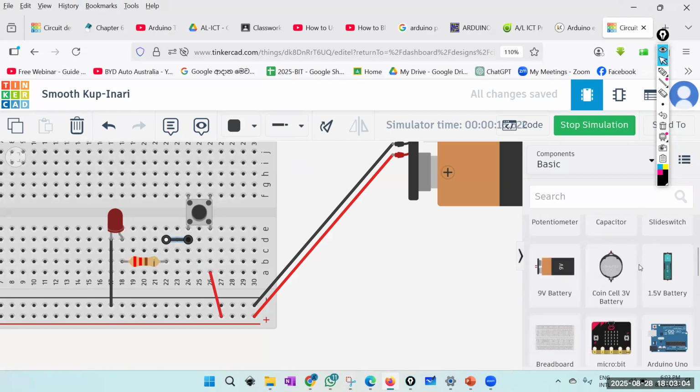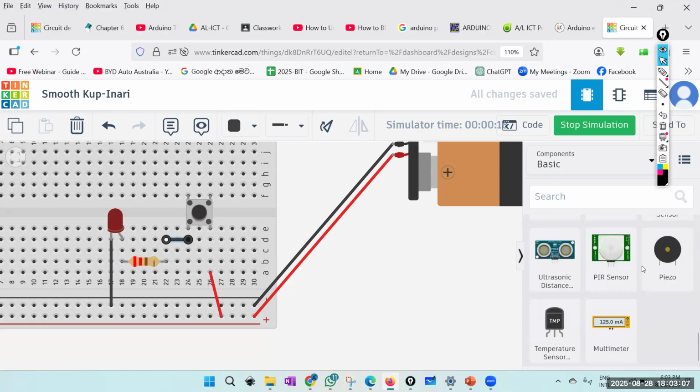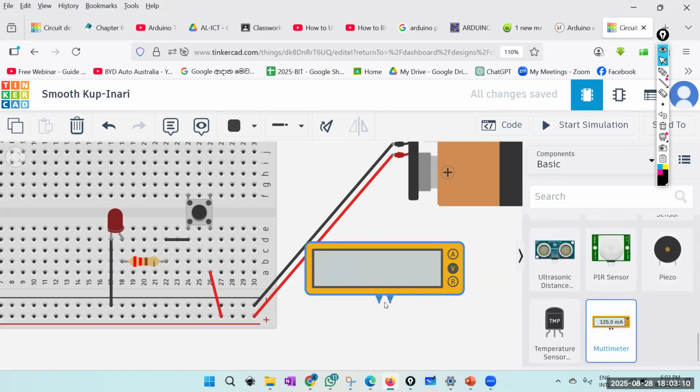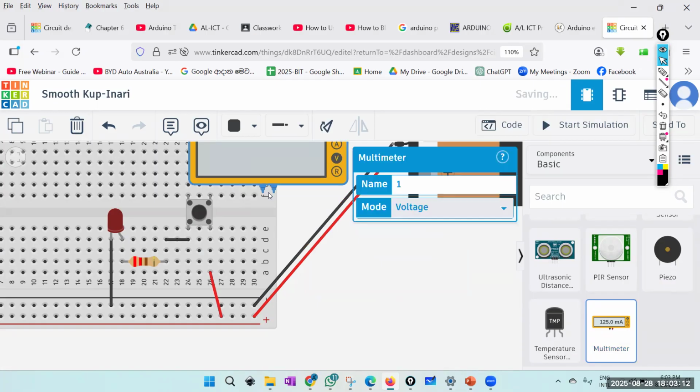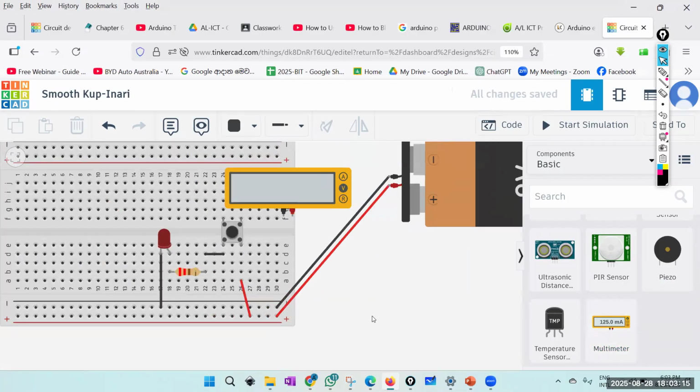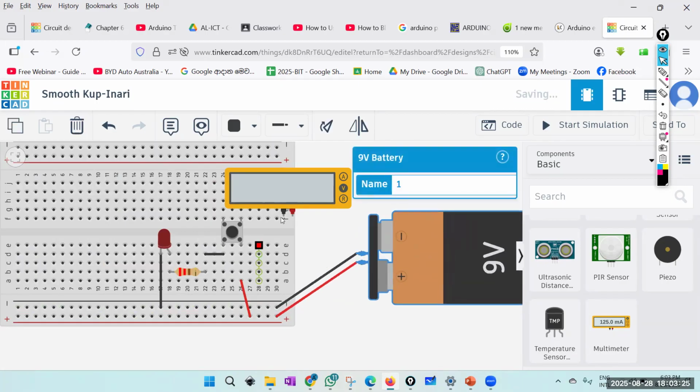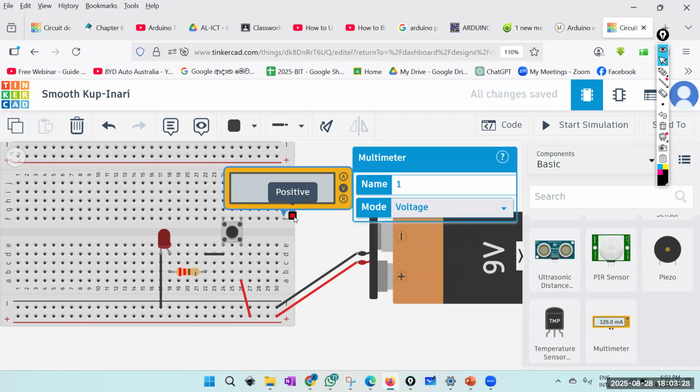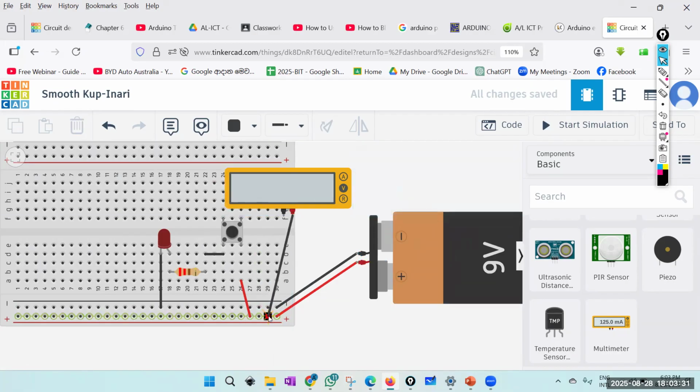So let's add a multimeter. This is a multimeter, I will add it somewhere here. Now I want to check the voltage difference between this point and this point. Of course, it must be somewhere around 9 volt because there's a battery. This is the positive side, so I will connect red to positive, anywhere here. This one I will connect negative to negative, maybe somewhere here.